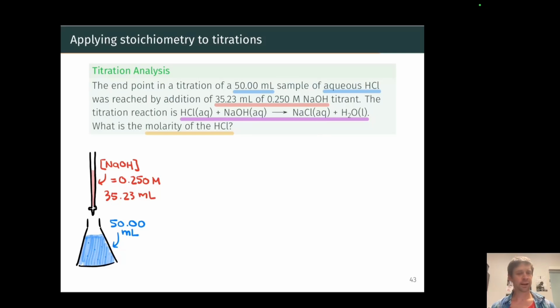And our goal, again, is to determine the molarity of the HCl. What's underlined in purple here is also really important. We need to understand how the analyte and titrant react, specifically their stoichiometric ratio, their mole-mole ratio. Here, the mole-mole ratio is 1:1.